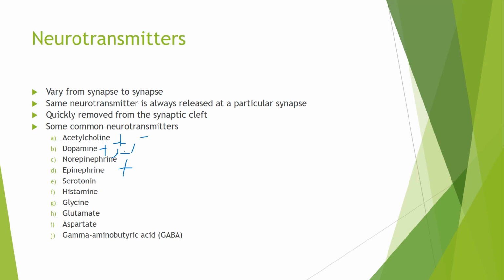Glycine, this is predominantly an inhibitory neurotransmitter in the central nervous system, and it helps to improve sleep quality. Glutamate, this is primarily an excitatory neurotransmitter, and it's important for learning and memory. Aspartate is very similar to glutamate, and so it also is excitatory. And then GABA, gamma aminobutyric acid, this one is primarily an inhibitory neurotransmitter that we find within the brain.